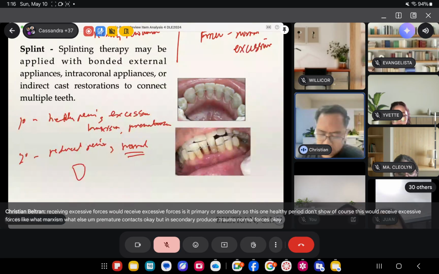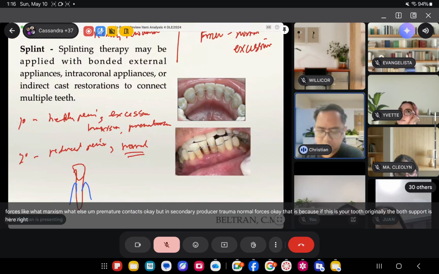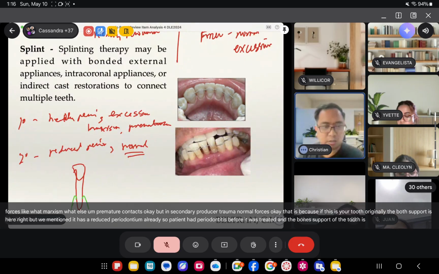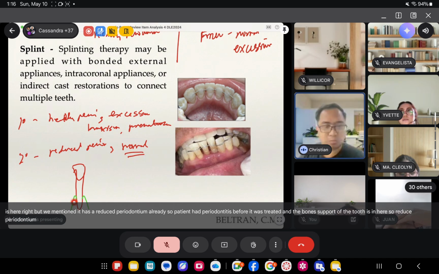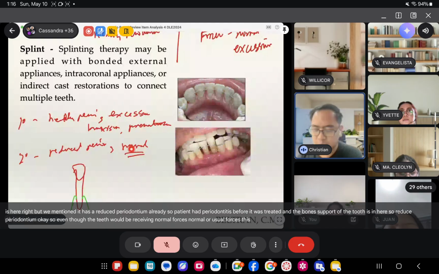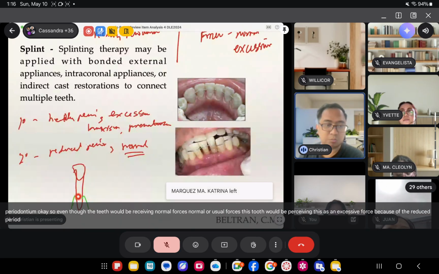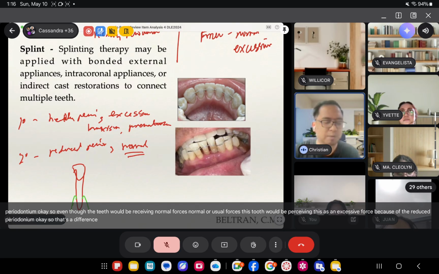Okay, that is because if this is your tooth, originally the bone support is here, right? But we mentioned it has a reduced periodontium already. So the patient had periodontitis before it was treated and the bone support of the tooth is in here. So reduced periodontium. Even though the teeth would be receiving normal occlusal forces, this tooth would be perceiving this as an excessive force because of the reduced periodontium. So that's the difference between primary occlusal trauma and secondary occlusal trauma.